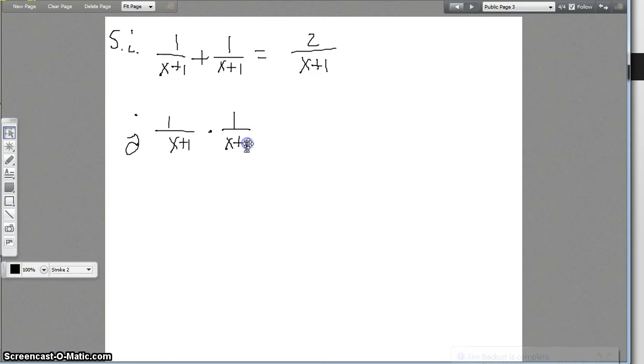Okay, so let me rewrite that. Now, we need to multiply across our numerator. 1 times 1 is 1. And then we need to multiply across our denominator. We have x plus 1 times x plus 1. Again, it's jumping to this other pen mode, which is kind of annoying.